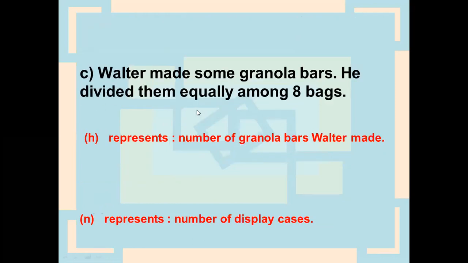Walter made some granola bars. He divided them equally among 8 bags. Firstly, we don't know the number of granola bars he had. Some. Walter made some granola bars. For that, we put any letter in this place. For example, H. We put letter H in this place. Divided equally means divide by 8. And H here represents the number of granola bars he made.